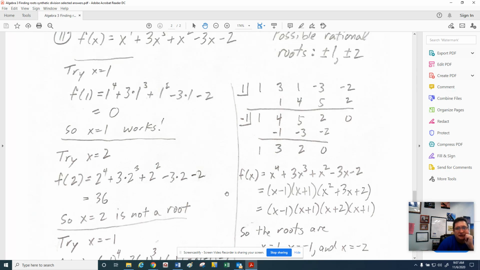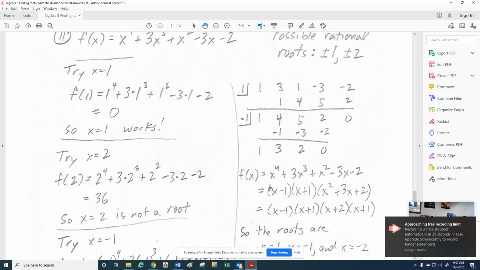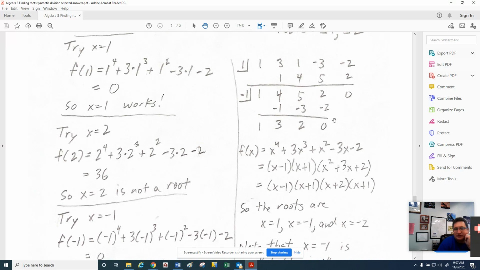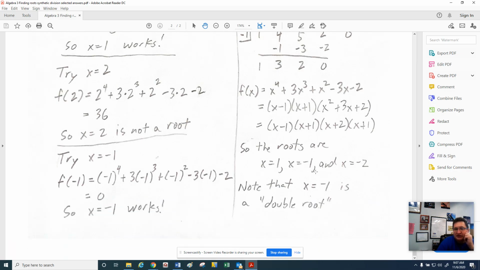And so then you can see over to the right here that I've done the synthetic division with 1 and -1 and ended up finding that the remainders were 0. And so in a similar way to the previous questions, it all factors out nice. And the roots are x equals plus or minus 1 and then 2. Since we have 2 factors of x plus 1, we call that a double root.